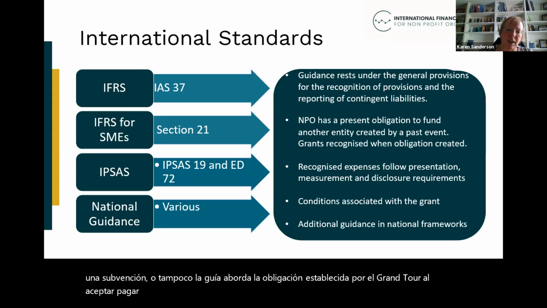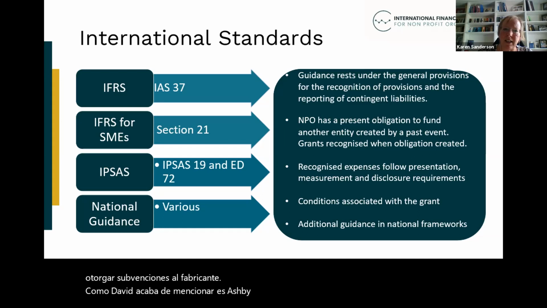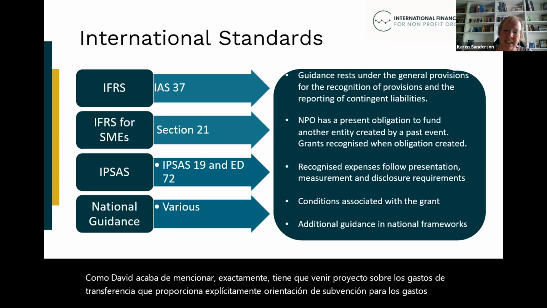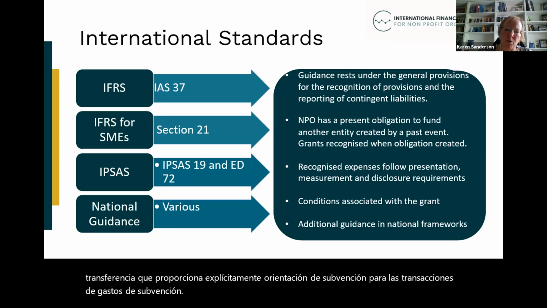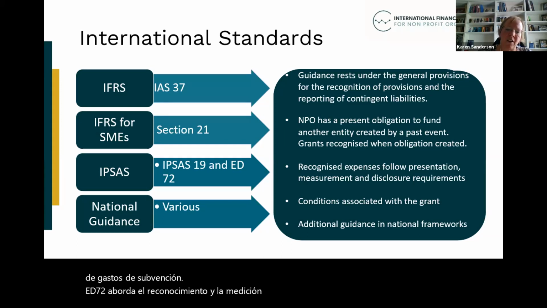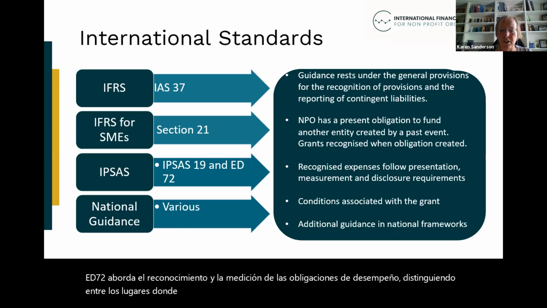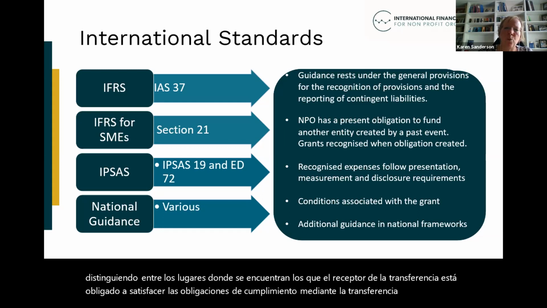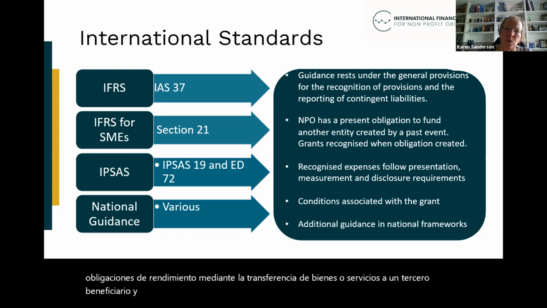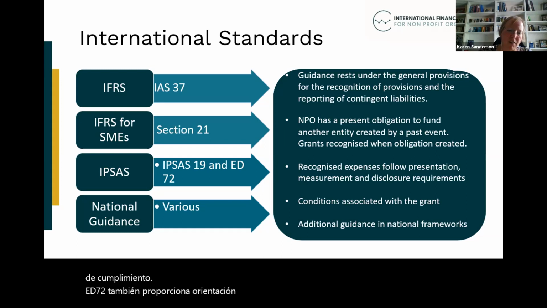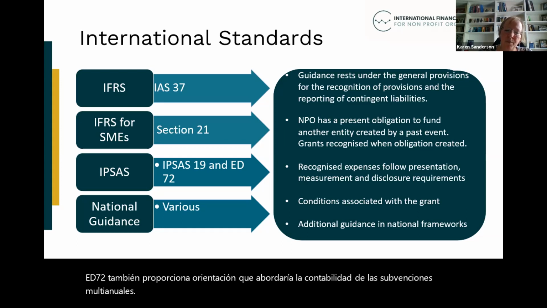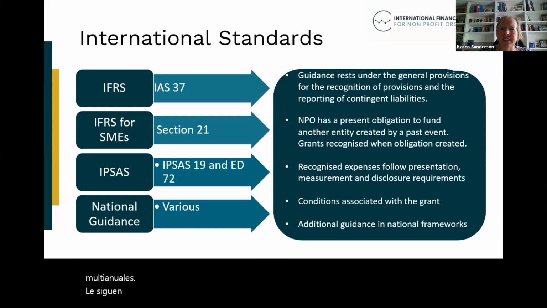As David just mentioned, IPSASB has a current project on transfer expenses, which explicitly provides guidance for grant expense transactions. ED 72 addresses recognition and measurement of performance obligations, distinguishing between whether the transfer recipient is required to satisfy performance obligations by transferring goods or services to a third-party beneficiary, and where the transfer recipient is not required to satisfy performance obligations. ED 72 also provides guidance which would address the accounting for multi-year grants. A number of jurisdictions follow international standards, and this can be variably IFRS, IFRS for SMEs, or IPSAS.